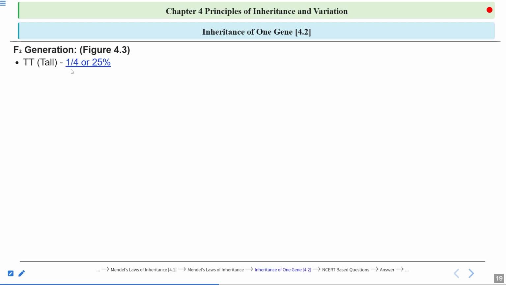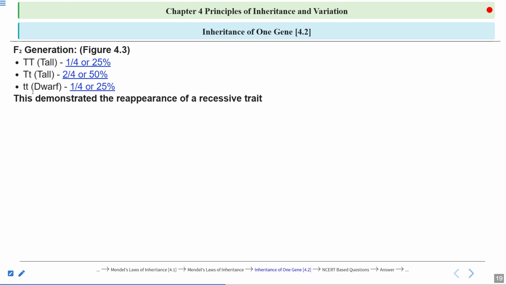So in the F2 generation, what is happening? 1/4, means 25%, had the genotype capital T, capital T, and its phenotype will be tall. Then 50%, or 2/4, will have the genotype capital T, small t, and these plants will also be tall. Then 1/4, or 25%, will have the genotype small t, small t, and these plants will be dwarfed. So the recessive condition is always observed in the homozygous state. Now the tall or dominant trait is observed in the heterozygous and the homozygous condition as well.